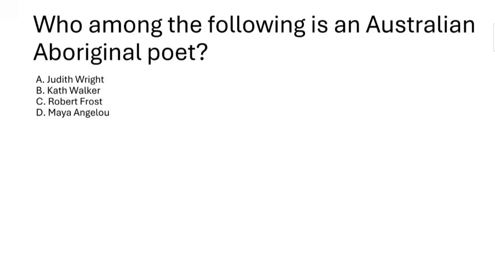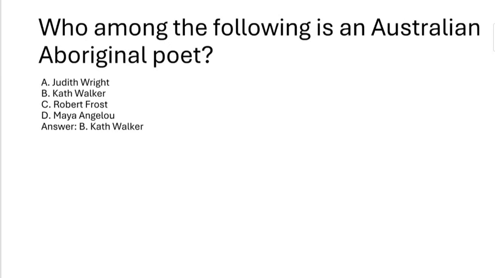Our next question is, who among the following is an Australian Aboriginal poet? Options are A. Judith Wright, B. Kath Walker, C. Robert Frost, D. Maya Angelou. Pause the video and try to tell the answer. The correct option is option B, Kath Walker. Kath Walker, also known as Oodgeroo Noonuccal, was a significant Aboriginal Australian poet whose works highlight the struggles and rights of Indigenous Australians. Now let's see about other options.